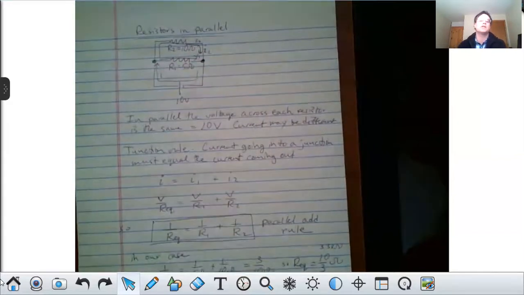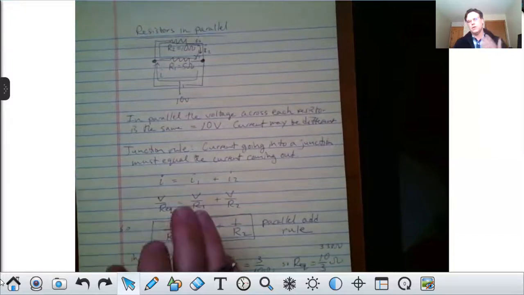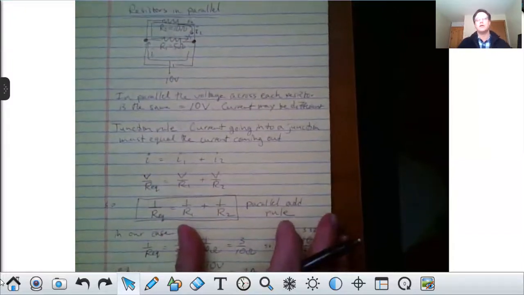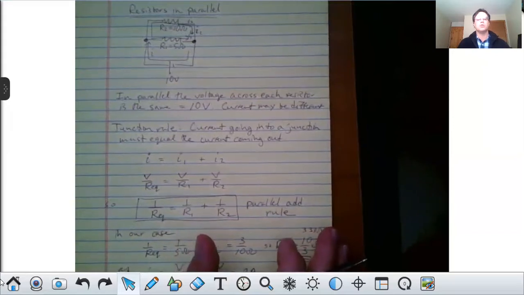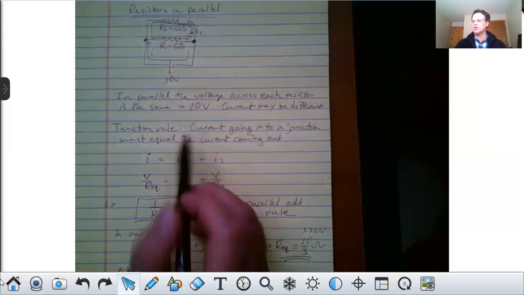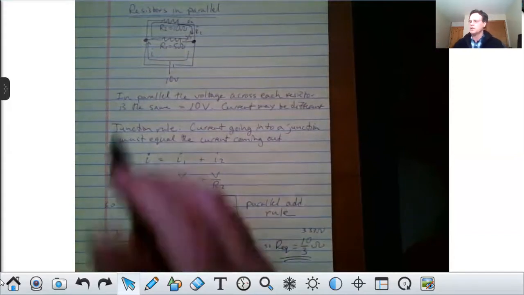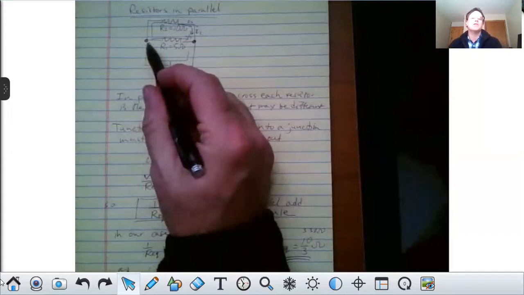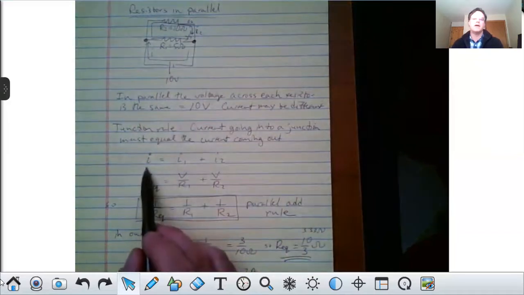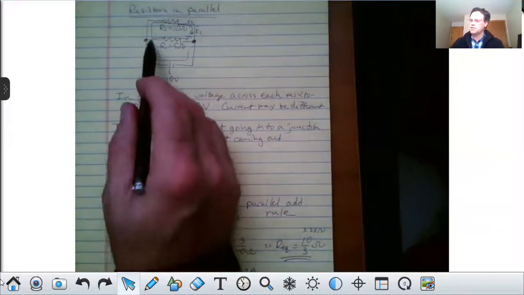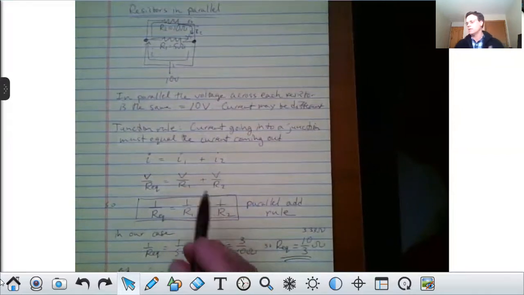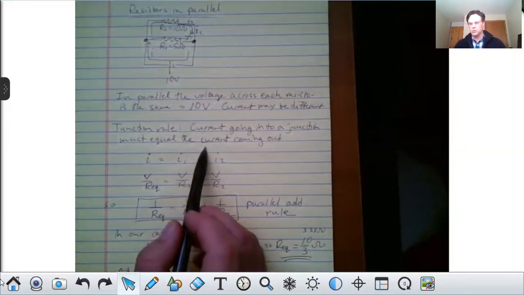Now there's another rule called the junction rule for the circuits, and this is not from conservation of energy like our loop rule was, but it's from conservation of charge. I can't lose electrons as they flow through the circuit. So the current going into a junction must equal the current coming out. So in our case, I going in has to equal I1 plus I2 going out. And that's what I call the junction rule.